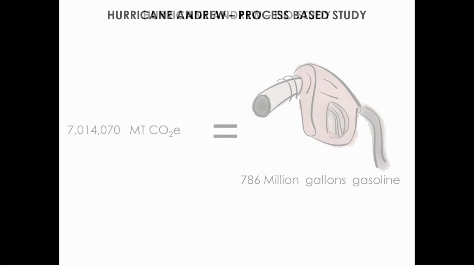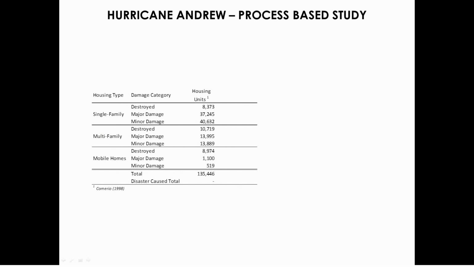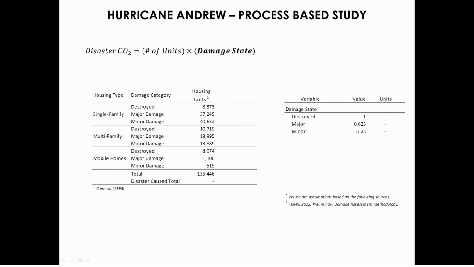Next, the same calculation was performed, but this time applying the process-based method to residential losses. Over 28,000 housing units were destroyed in the hurricane, and another 107 were damaged. To determine the emissions using the process-based method, replacement percentages had to be assigned to each damage state. FEMA defines 4 damage states: destroyed, major, minor, and affected. Destroyed is defined as a total loss.